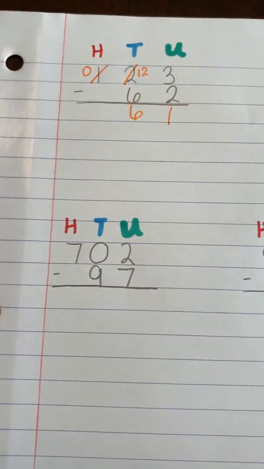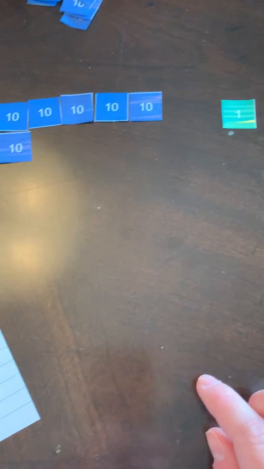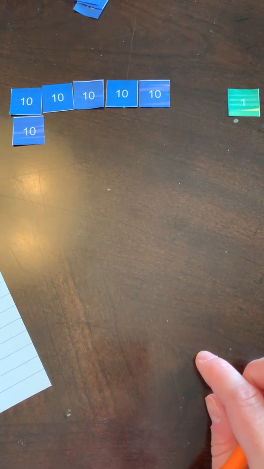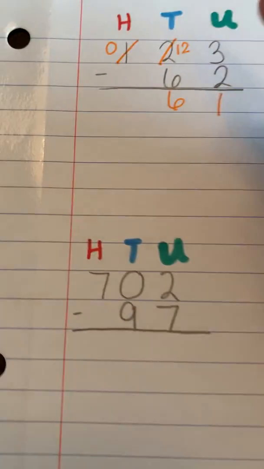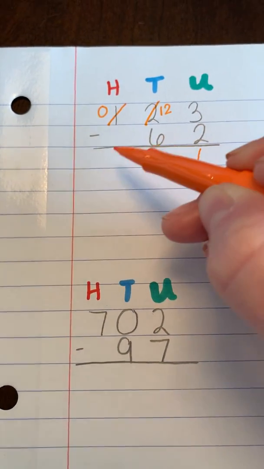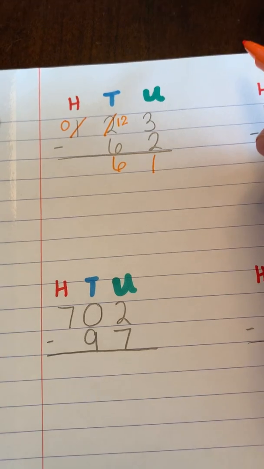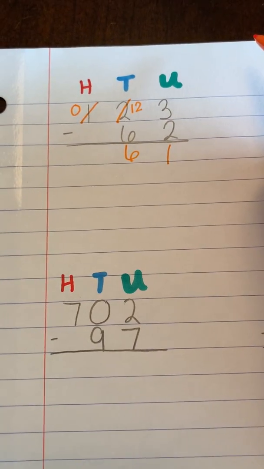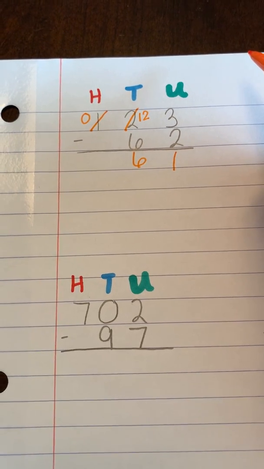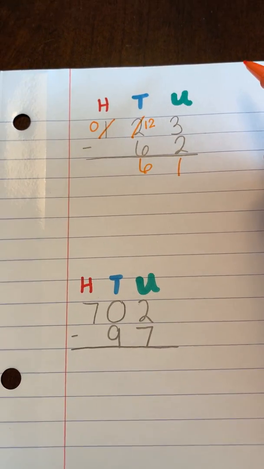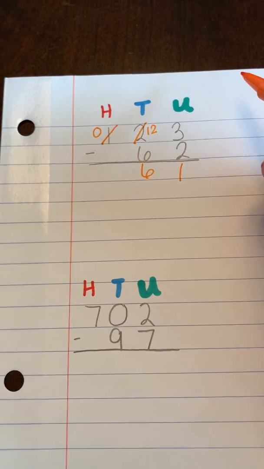So our answer is 61. And this is what it looks like with the stamps, 61. Okay, notice that I did not write a 0 here, even though we have 0 hundreds. We know in our highest place value that there is an imaginary 0 there, but we don't have any use to write it. We only write our zeros if it is in a lower place value.